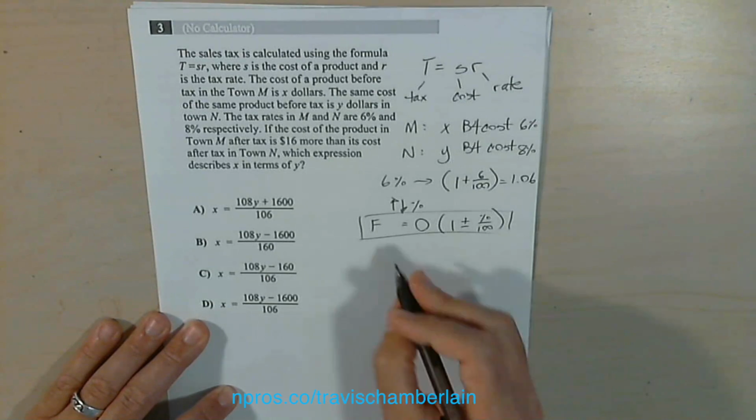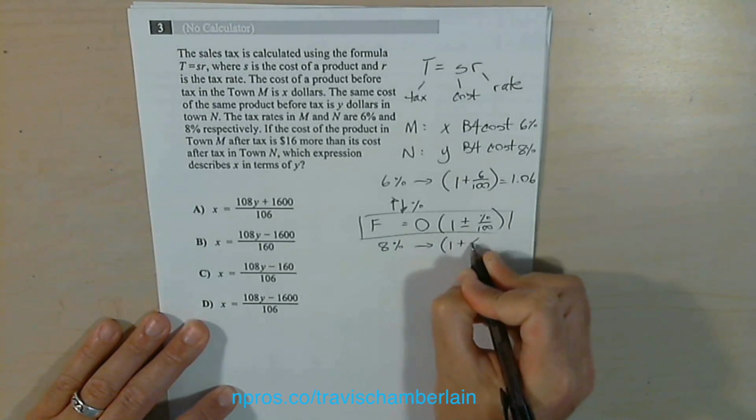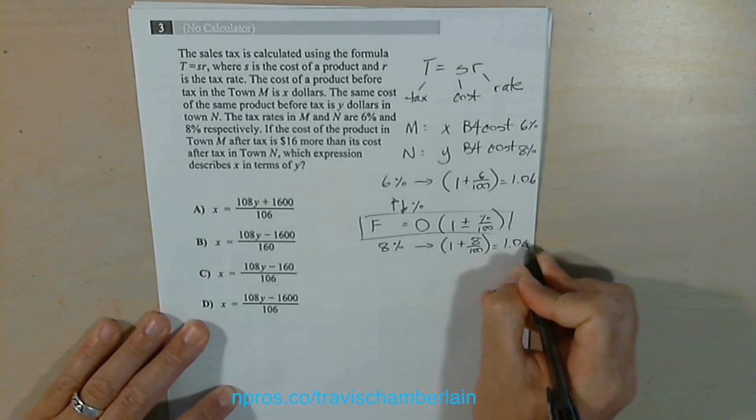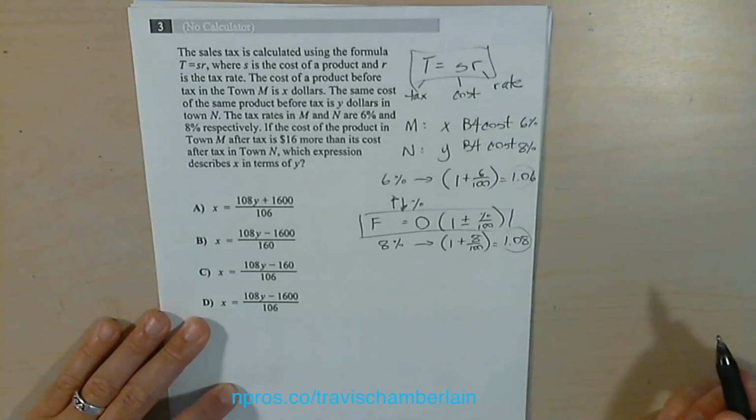So using the same equation, if we've got an 8% tax rate, that means that we're going to multiply by 1 plus 8 over 100. So the tax rate is actually, as a multiple, 1.08. There we go. Now we've got our tax rates so that they match with this formula that was given.